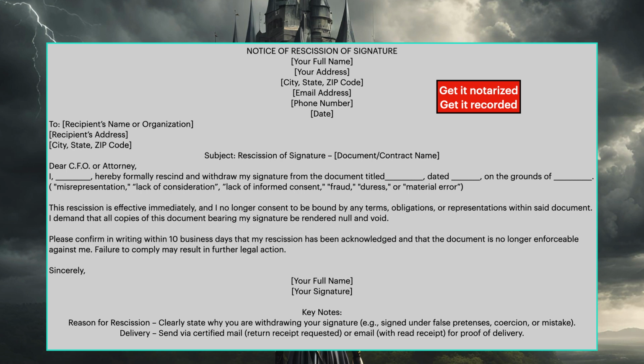Now, reason for rescission: clearly state why you are withdrawing your signature, for example, signed under false pretenses, coercion, or mistake. Delivery: send via certified mail, return receipt requested, or email with read receipt for proof of delivery.